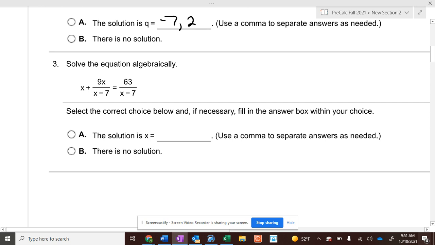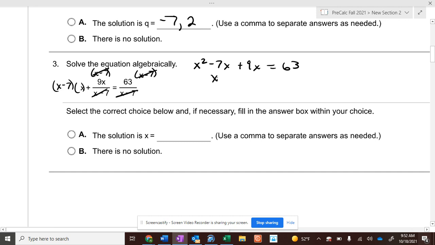x minus 7 is our least common denominator, right? So if we multiply this side by x minus 7, we're multiplying each individual term by x minus 7. So the x minus 7's cancel here, the x minus 7's cancel here, and there we just multiplied x squared minus 7x plus 9x equals 63. Okay? So where we have x minus 7's, they cancel out, and then you get just the numerator. Whereas x, you multiply by x minus 7, and you get x squared minus 7x.